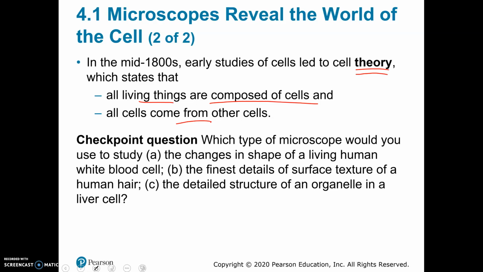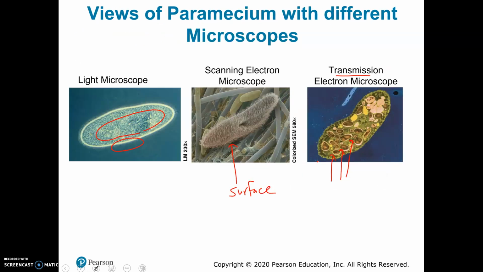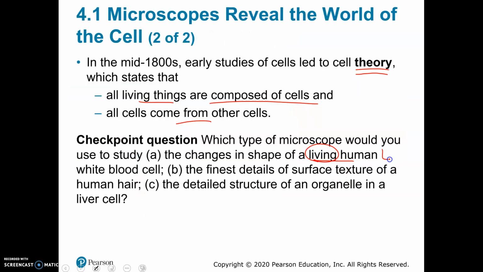So the first one, the changes in the shape of a living human white blood cell. Well, the living is a clue here. If we go back, remember how the only one that would let us see living things is the light microscope. So this would have to be the light microscope.